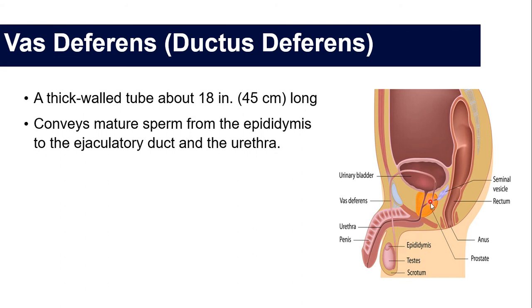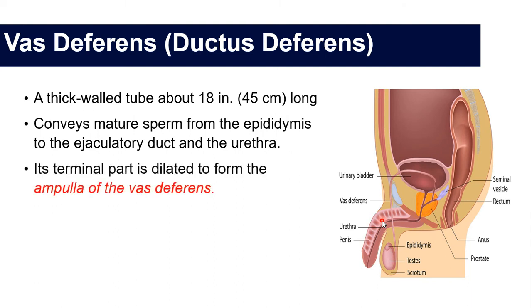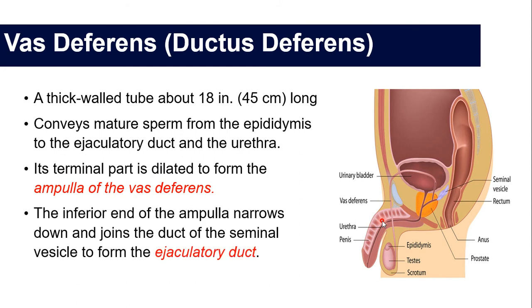From the epididymis, it will convey mature sperm to the ejaculatory duct and then towards your urethra. Okay. Next, its terminal part is dilated to form the ampulla of the vas deferens, and the inferior end of the ampulla narrows down and joins the duct of the seminal vesicle to form the ejaculatory duct.